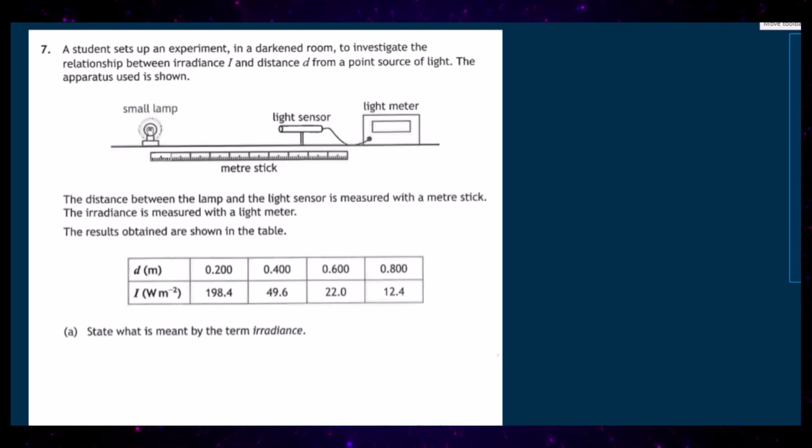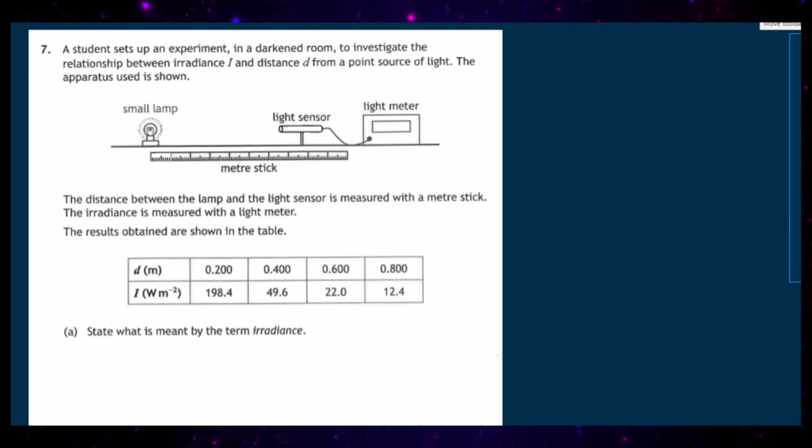The distance between the lamp and the light sensor is measured with a meter stick. The irradiance is measured with a light meter. And the results obtained are in the table shown below. We can see we've got the distance from the light sensor to the small lamp, 0.200, 0.400, and the corresponding irradiance measured from the light meter.